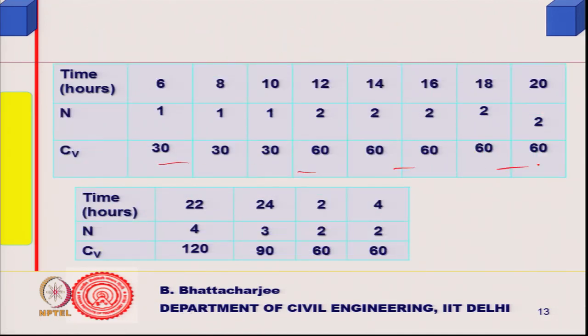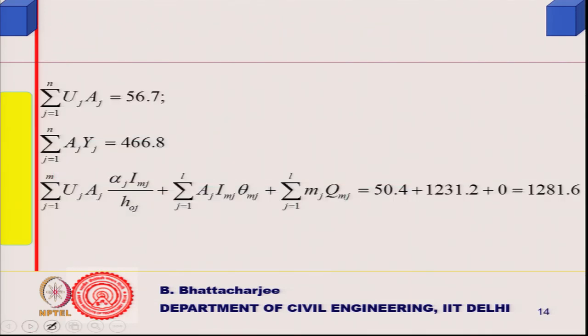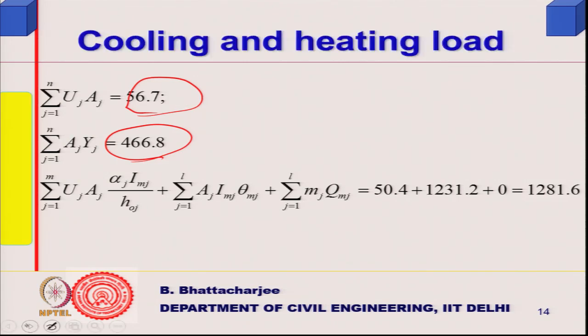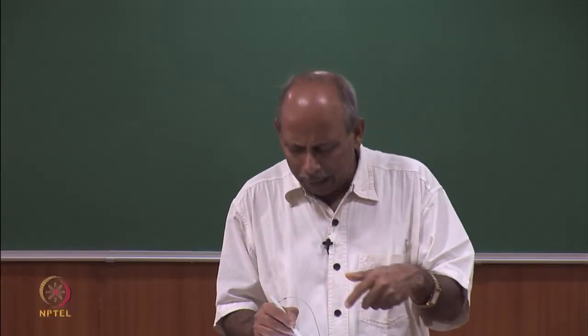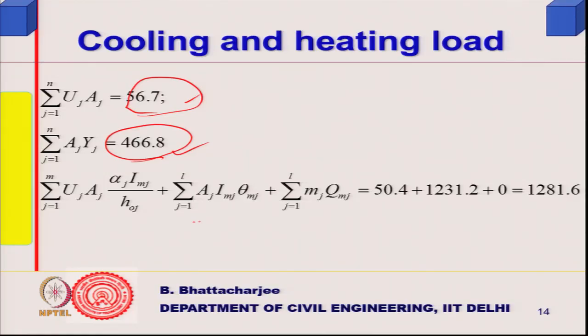Cv values are obtained accordingly for all the hours, as you can see. And then the UA sum, sigma AY sum, we calculated earlier. Remember, we calculated this for the mean calculation, UA, and for calculating the 6 p.m. temperature. We divided by 466.8, 1268, this is how we did. And I am setting up the equations now. So 1281, this was there earlier even.